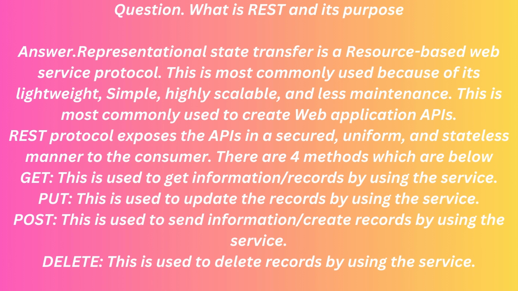There are 4 methods which are below. GET. This is used to get information/records by using the service. PUT. This is used to update the records by using the service. POST. This is used to send information/create records by using the service. Delete. This is used to delete records by using the service.